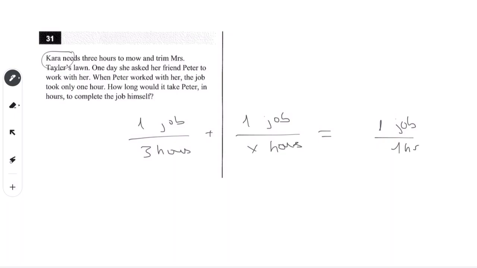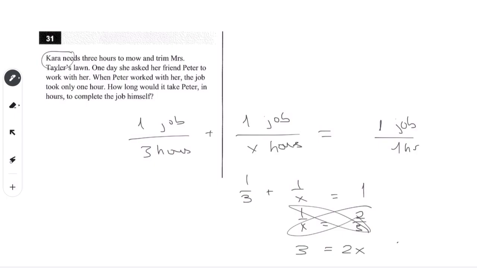So when you simplify this all together, this should look like 1/3 plus 1 over x is equal to 1. Now all we gotta do is just simplify this and solve for x. So first thing we gotta do here is just subtract both sides by 1/3, so we get 1 over x is equal to 2/3, and then we cross multiply, so we get 3 is equal to 2x, so therefore 3 over 2 is equal to x. So x is equal to 1.5. So that means that Peter does one job in 1.5 hours.